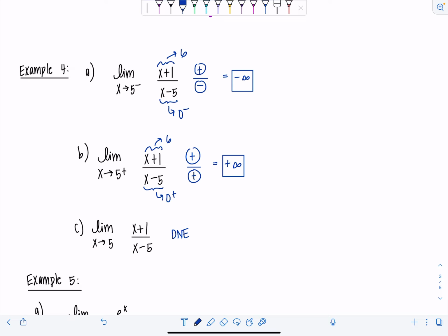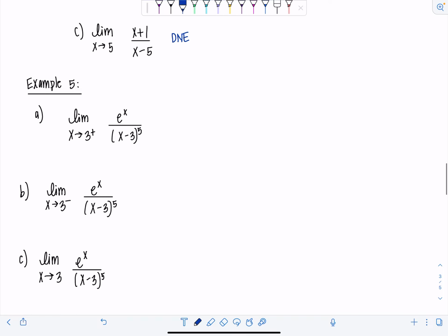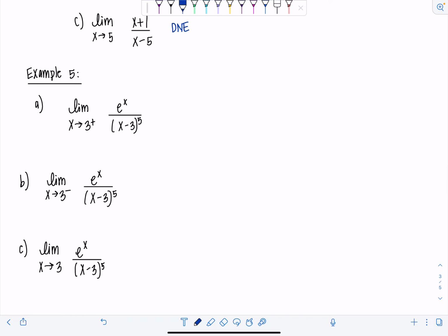All right, fabulous. I have one more similar example, but I want you guys to try it. So go ahead, pause the video and see if you can complete example 5. Okay, I hope you paused the video. Did you give it a go?